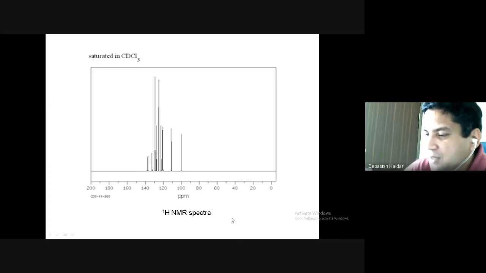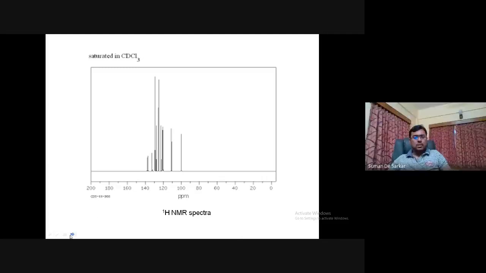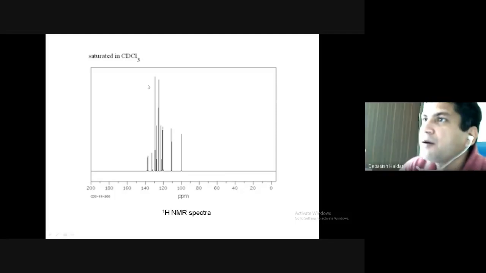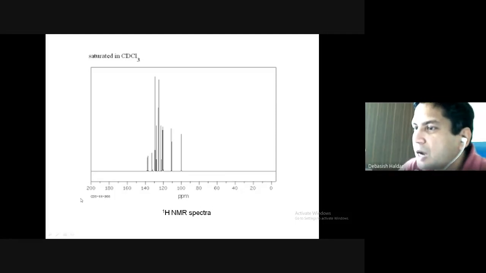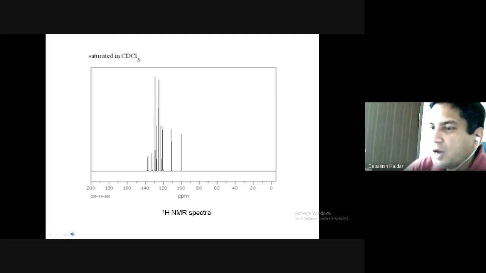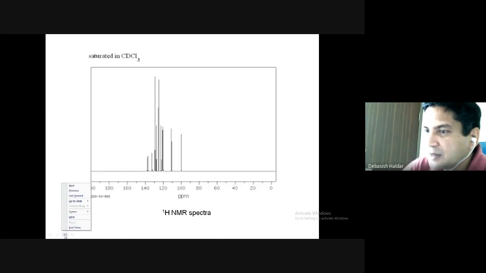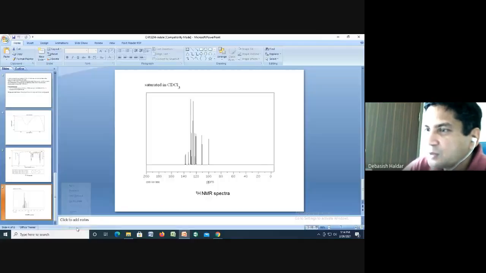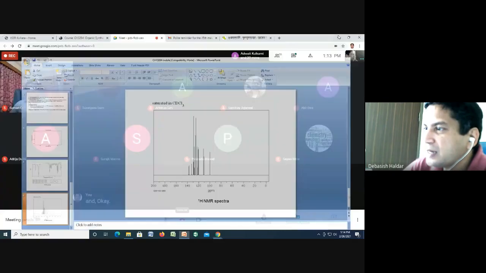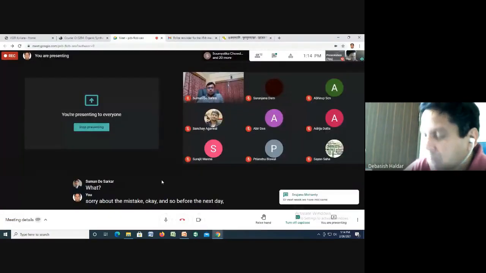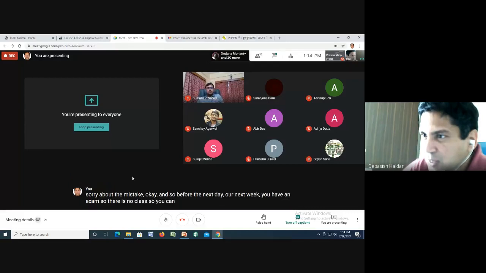So please submit your data before the next day. I think it's a carbon spectra. Right? Yeah, this is the carbon spectra. Okay, so I'll provide a one H NMR spectra. Sorry, this is the carbon spectra. Sorry for the mistake. Next week you have an exam, so there is no class, so you can submit this work before the next experiment.